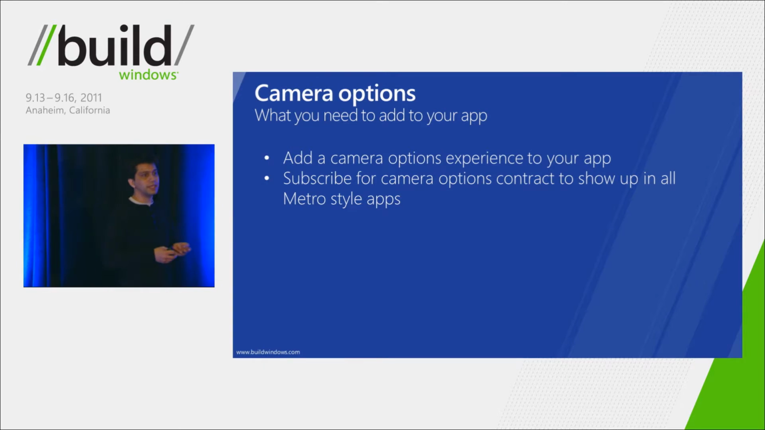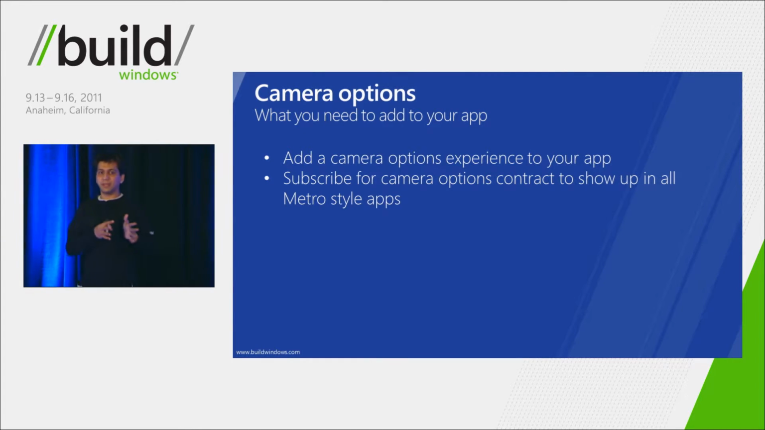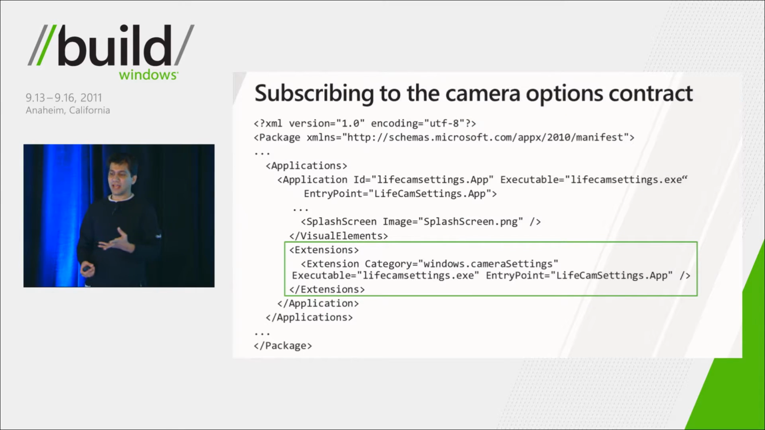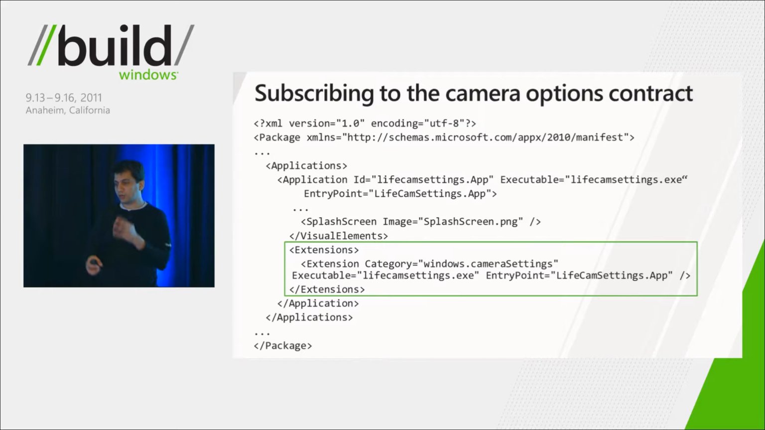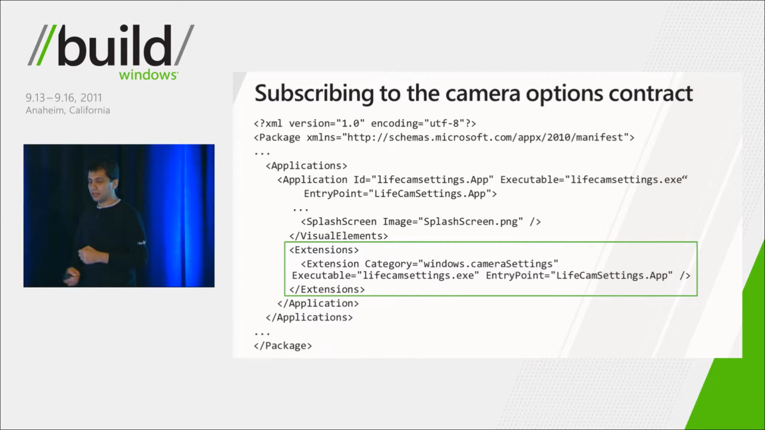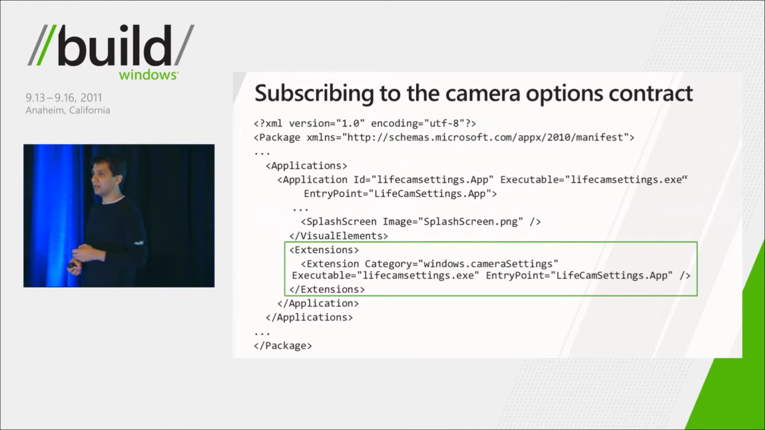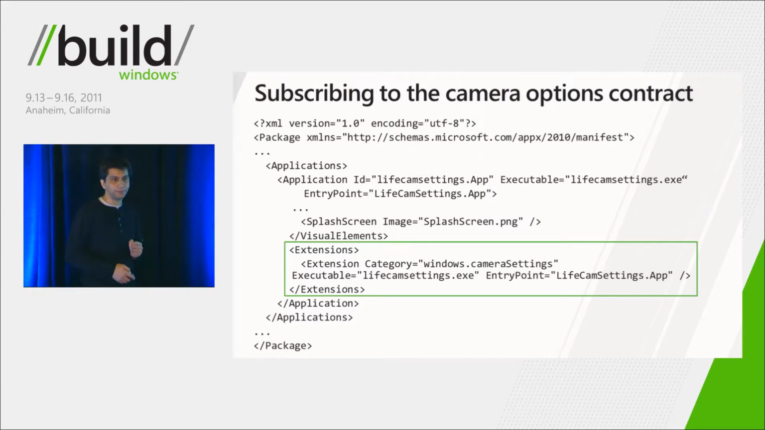And then the second piece is for you to subscribe to the camera options contract. This would let Windows know that your app is implementing this experience, and then whenever your camera is being used, Windows can go find that experience and launch it. And it's going to be as easy as this to just subscribe to this contract. So in your app's manifest, there's this extensions piece, and in that extensions, you just call out that you're going to subscribe to the Windows camera settings contract, and you specify an entry point, the entry point of your app that corresponds to this experience, and that's about it.